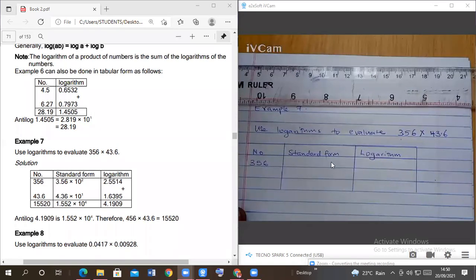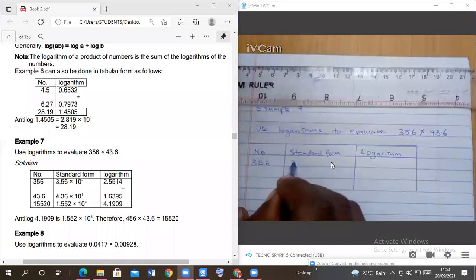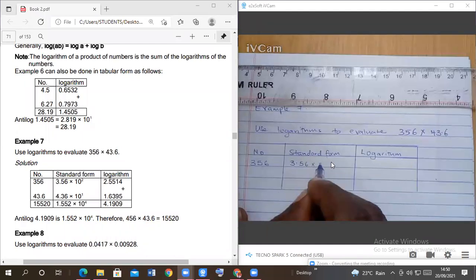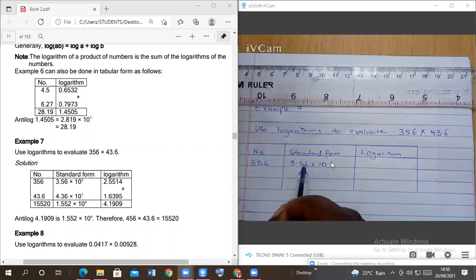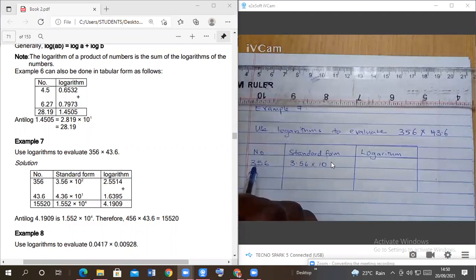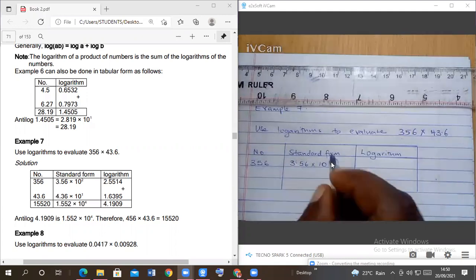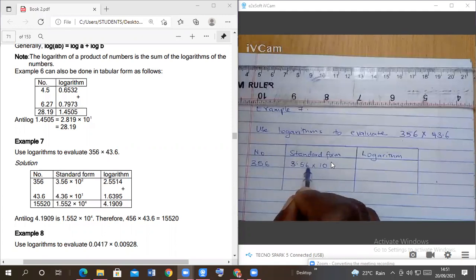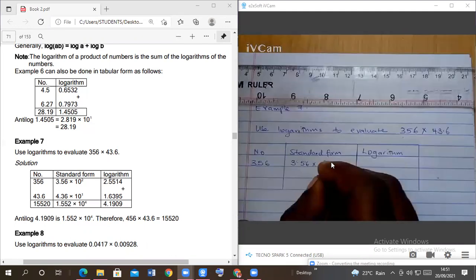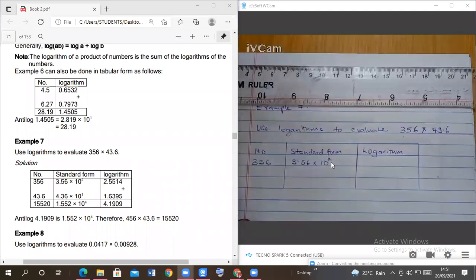So to do this, we are going to write 3.56 times 10 to the power. Because we have written this to 2 decimal places, how? We put a point here because standardization means there must be one digit first, then a point, then the other digits follow. So we have moved the point 2 places. So we shall write 3.56 times 10 to the power 2.